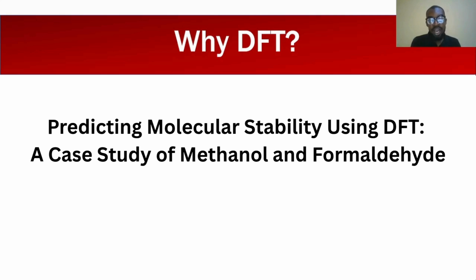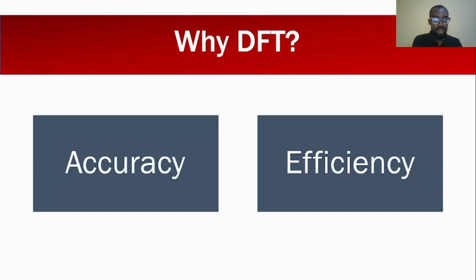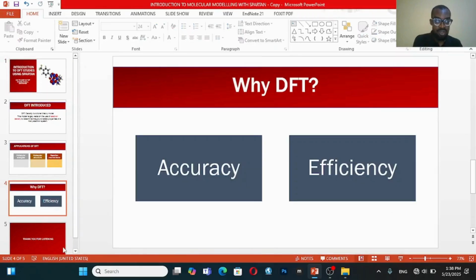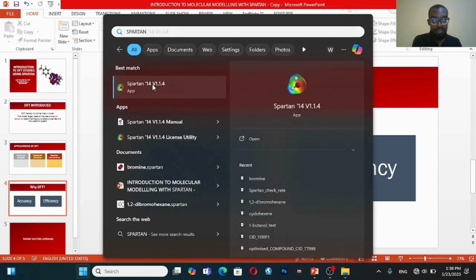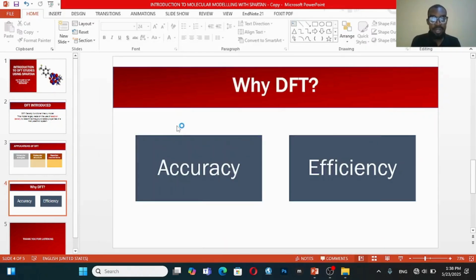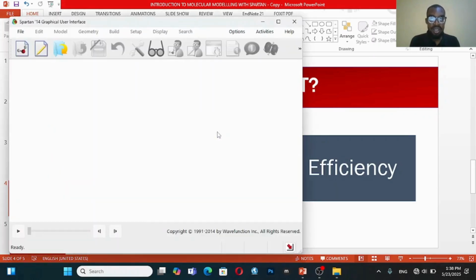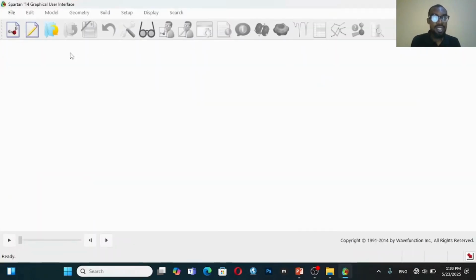So today we'll be carrying out the density functional theory practical on two molecules. We're going to be considering methanol and then formaldehyde. So we're going to be using Spartan. So what I will do is I'll open Spartan. If you've not installed Spartan, it's important that you install it now. Once you've opened Spartan, you will find Spartan is a graphical user interface application that allows you to carry out molecular modeling and several other things when it comes to computational chemistry.